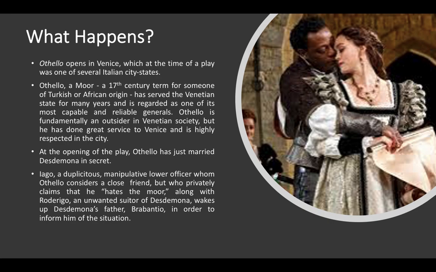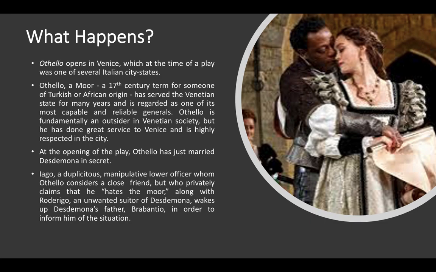So it's important to be aware right at the start of talking about Othello that he is someone who is both very much an outsider to Venetian society, but also someone who is very well respected within Venetian society, and very highly valued by the Venetian state. And at the opening of the play, Othello has just married Desdemona in secret. And in the first scene, we see Iago, who is the villain of the play, very much so.